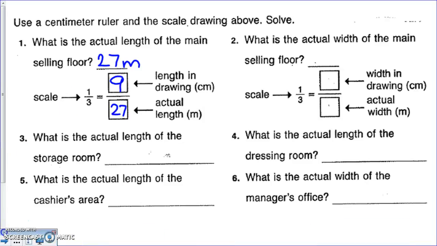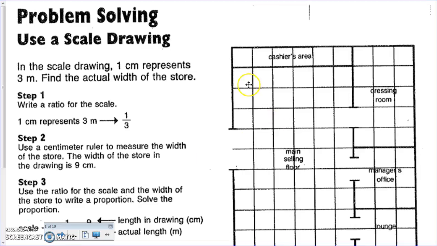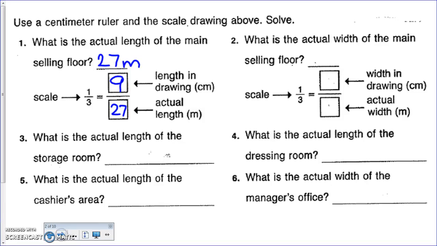For number 2, what is the actual width of the selling floor? So again, we're going to go back to the picture here, and we're going to count the width. 1, 2, 3, 4, 5, 6. So now in the drawing, it's 6 centimeters. And then we look at our proportion is 1 to 3. We know to get from 1 to 6, we have to multiply by 6. So we're going to multiply 3 by 6 to create an equivalent fraction. So the actual width of the main selling floor is 18 meters.